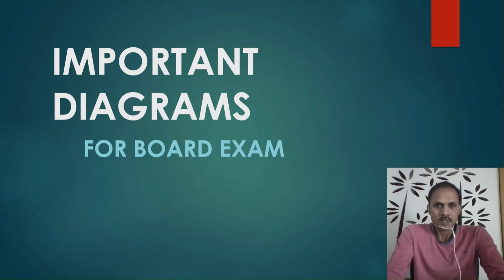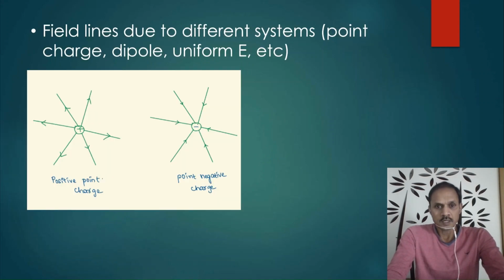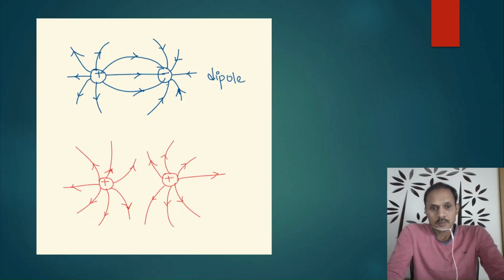Going to first chapter, electric charges. What are the required things here? Field lines. It can be any system of charges, field lines due to that. Similarly, Gauss law applications. So these are the main concepts in this for diagram purpose. So some examples are here. You can just go through and practice well.